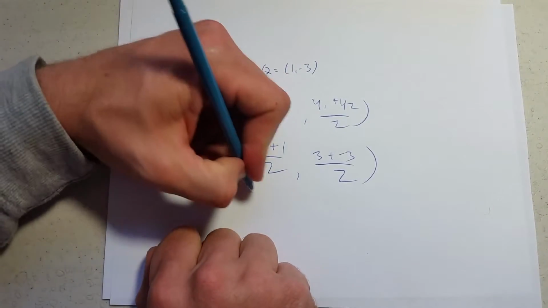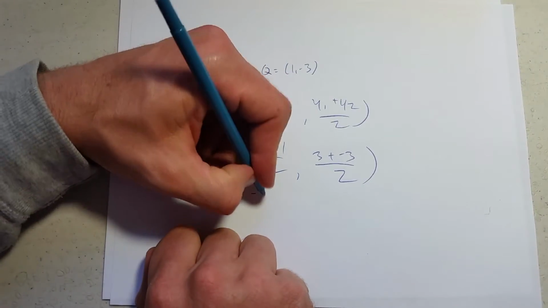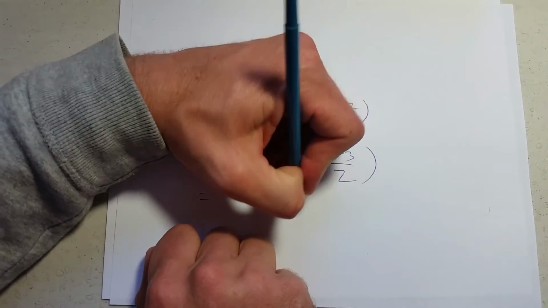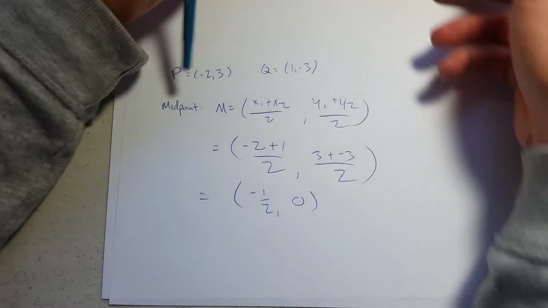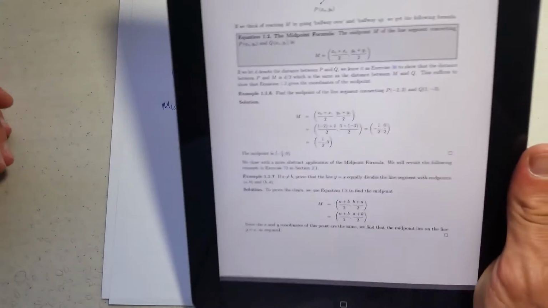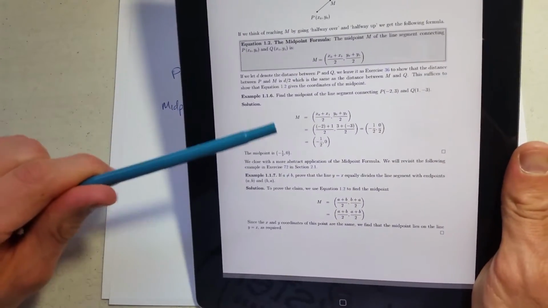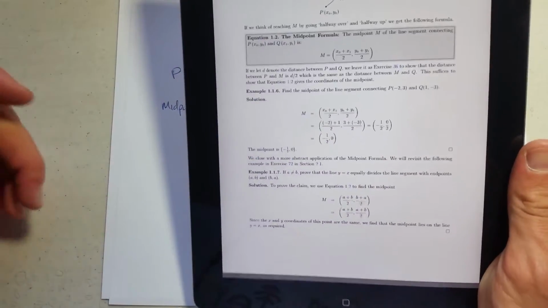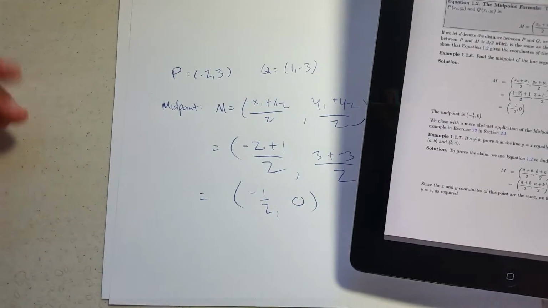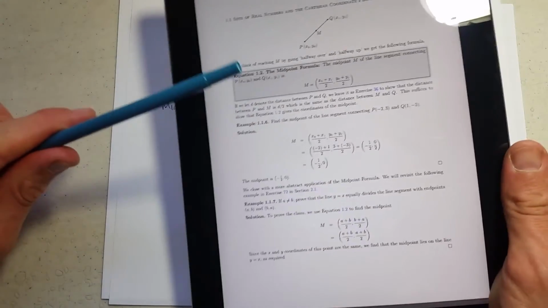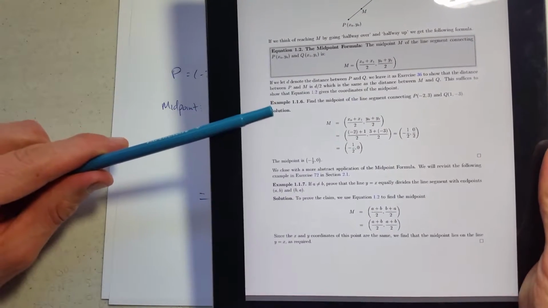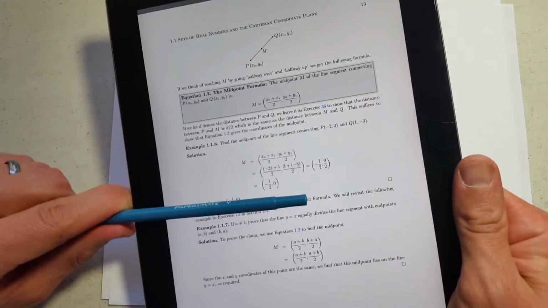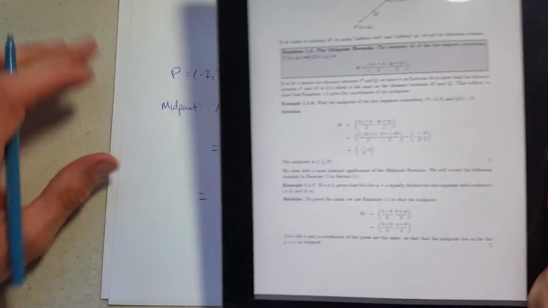Add those together. -2 plus 1 is -1/2. 3 minus 3 is 0. There's our midpoint. Now we can look back at the book and see, they simplified it down to -1/2, 0. And that is what we got right here. So that's how to anticipate, go through and don't just read the steps, do the steps. It's very important.